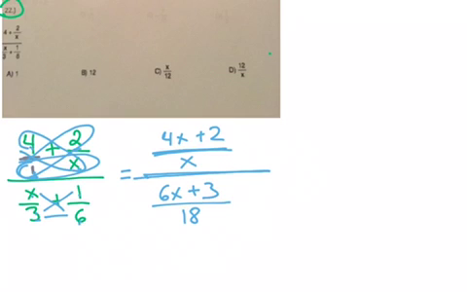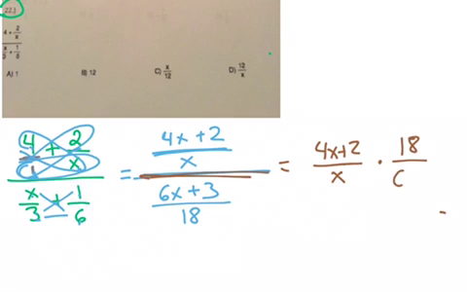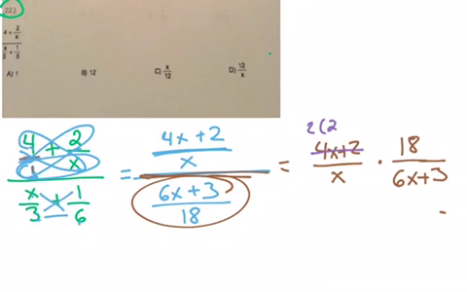From here, what we say is that when you divide, you multiply by the reciprocal. So notice that I flipped the denominator, because that is what multiplying by the reciprocal means. And from here, I'm going to take the top and factor it, so I can see I can take a 2 out of 4x and 2.